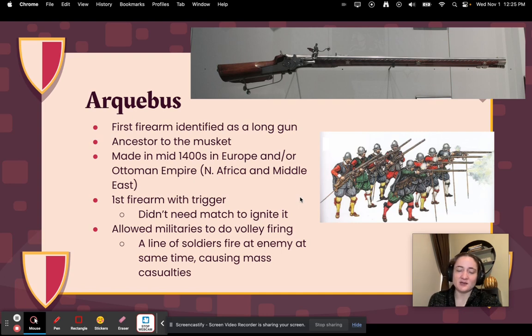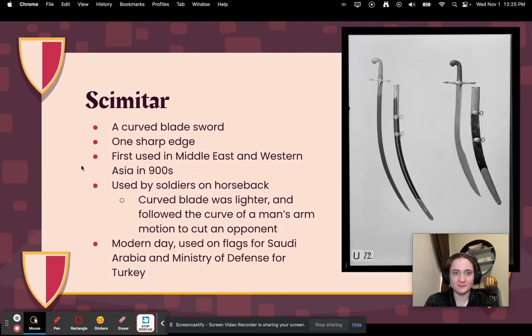It also allowed militaries to do volley firing, and that's where a line of soldiers fire at an enemy at the same time, causing mass casualties. So here's an example here. They also couldn't hold it up by themselves, so they had these little pole sticks to put on the ground because it was still too awkward to fire compared to modern day firearms.